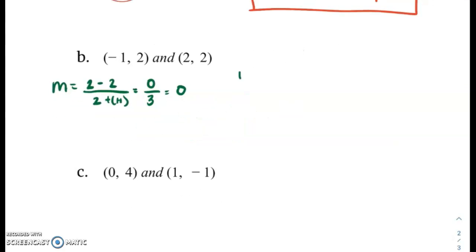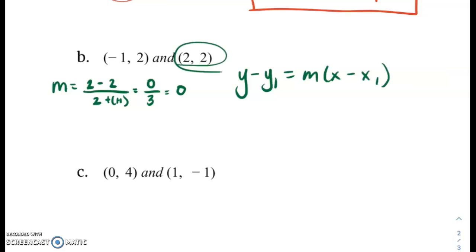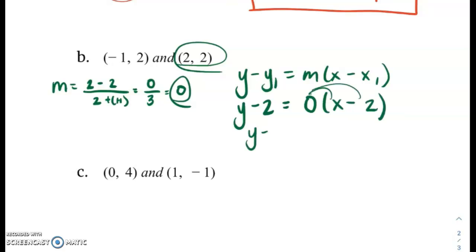Now I'm going to do point slope form. Y minus y1 equals slope times x minus x1. I'm going to pick 2, 2, just because. Plug in my m. Plug in my x. Okay, distribute 0, and you get y minus 2 equals 0. And then we just add 2 to the other side because we want to isolate the y. So this is my slope-intercept form, where my y-intercept is 2 and my slope is 0.